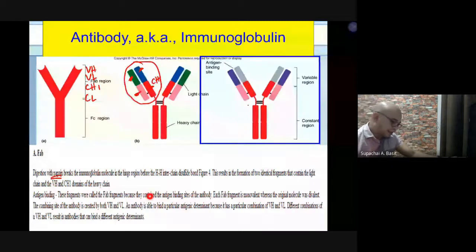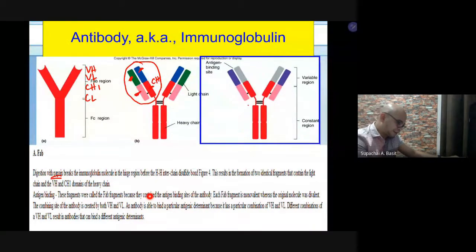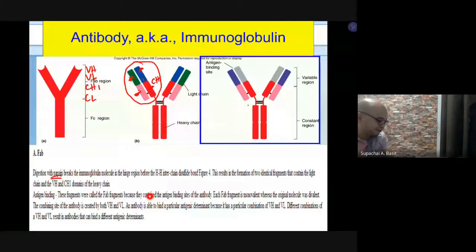So papain has the ability to break the immunoglobulin molecules in the hinge region before the heavy-heavy interchain disulfide bond, between the heavy chains. So this results in the formation of two identical fragments. So that's the reason why it is the enzyme papain that allows us to identify these particular fragments.